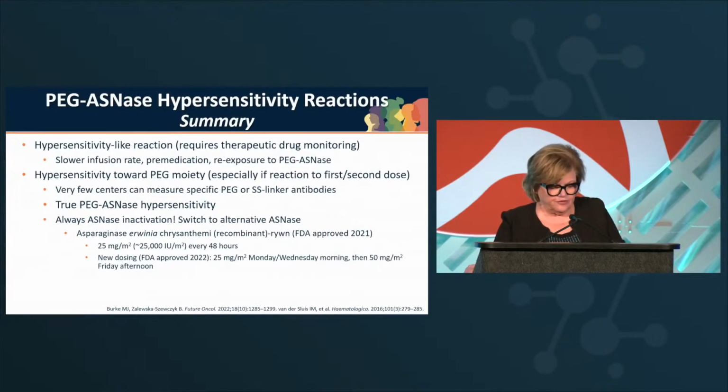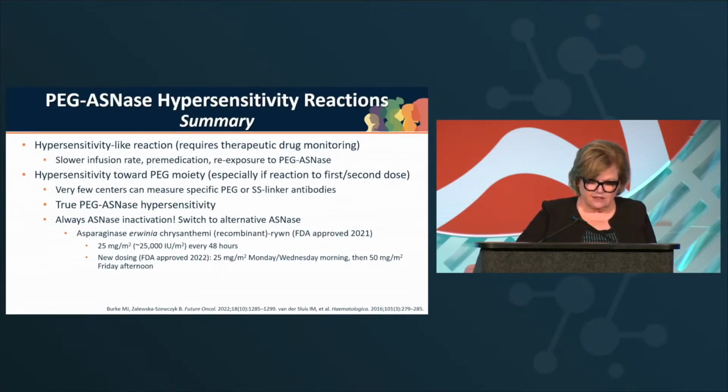You may look at slower infusion rate, pre-medication, and re-exposure to PEG if your patient continues to have therapeutic drug levels. Hypersensitivity towards PEG, especially if the reaction is the first to second dose. We know that few centers can measure the specific PEG or the SS linker antibodies, but true PEG asparaginase hypersensitivity, we would want to switch our patient and always look and switch if they have asparaginase inactivation. And as I talked about, that's what we have in summary.